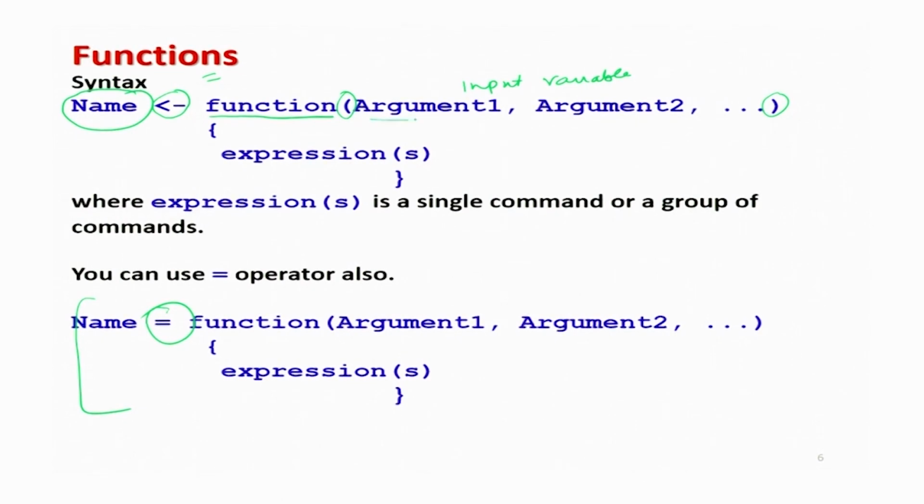So, argument 1, argument 2, they are the names of the input variables. I am trying to indicate like this. After this, you write the curly bracket, and within this curly bracket you write all the expressions, commands, etc., whatever you want to execute. So, these expressions can have more than one command, they can also have a single command. That depends on your need, and when you are giving it a name, then instead of using the operator less than hyphen, you can also use the equality sign. That will not make any difference.